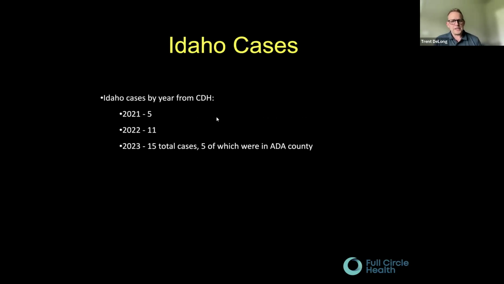Idaho cases by year. This is directly from the Central District Health. It shows 2021, there were 5 cases. 2022, there were 11 cases. And then I thought I actually put that in there, but maybe it didn't save. 2023, there were 15 cases, 5 of which were in Ada County here in the Boise area. And then in 2024, there have been so far 10 cases listed within the state of Idaho.